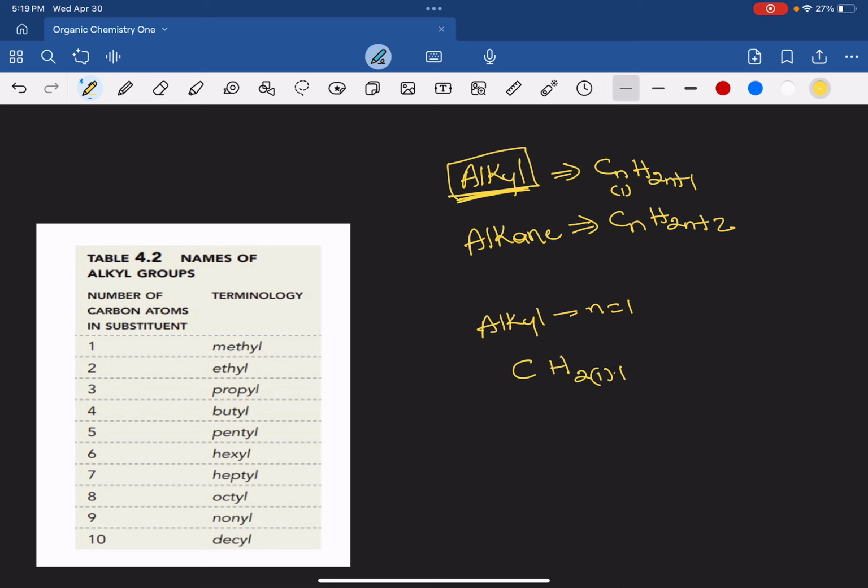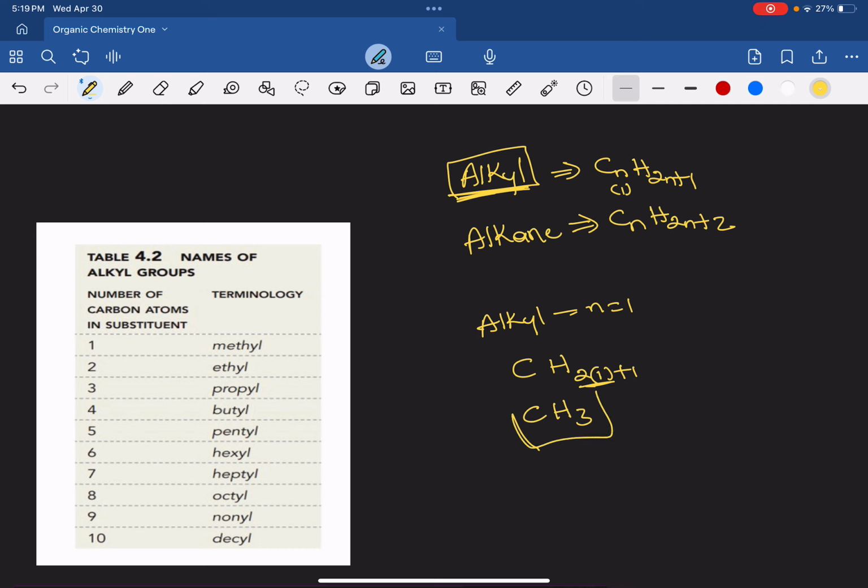the molecular formula is CH2 times 1 plus 1, right? So that's CH3. 2 times 1 is 2 plus 1, 3, right? To name CH3, remember, we only have one carbon. Look over here. If it's one carbon, we already know it's meth. And it's an alkyl, so it's methyl. Okay? And like I said, your alkyl has one less hydrogen than the corresponding alkane. An alkane with one carbon has 4 hydrogens.